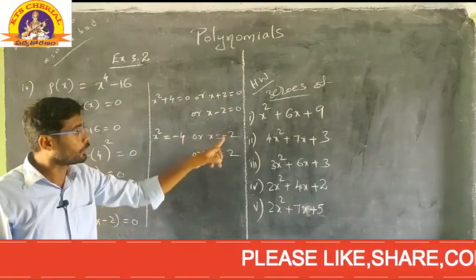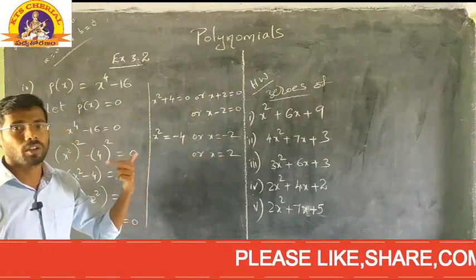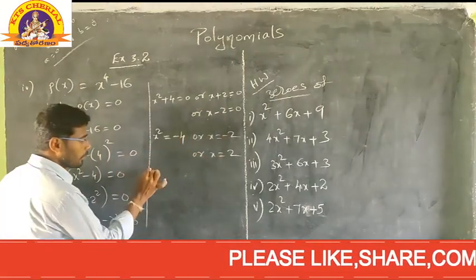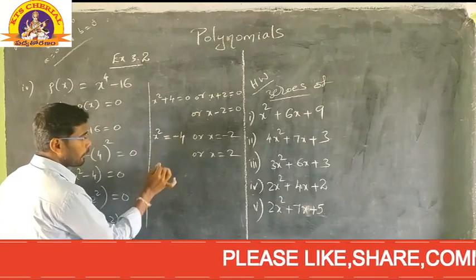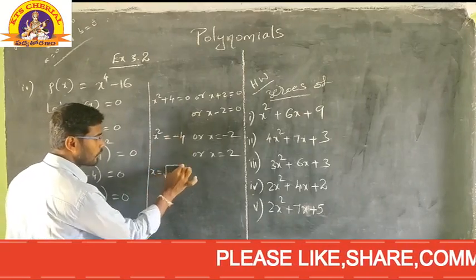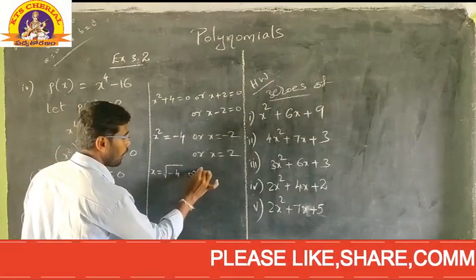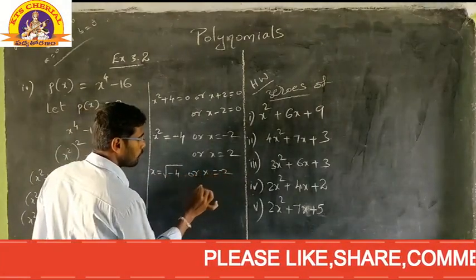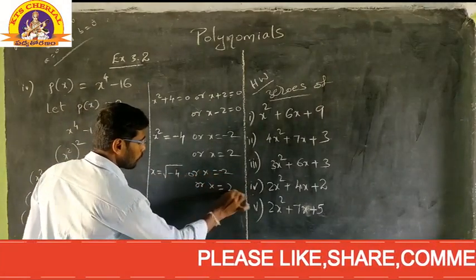Three only. 1, 2, 3. Where is that one more? One more you have to find. What does that one more mean? x square equals to minus 4 means what? You can write it as x equals to square root of minus 4, or x equals to minus 2 or x equals to 2.